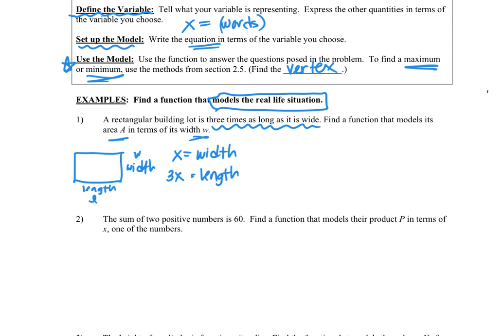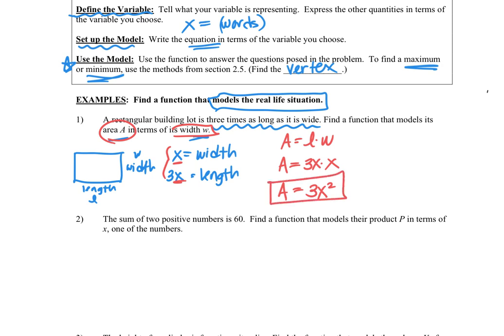But my whole idea here is about the area. And the area of a rectangle is, generally speaking, length times width. Well, I only want it in terms of w, so that's what I wrote here. My width is x and my length is 3x. So area is equal to 3x times x, which I could simplify. So I write area is equal to 3x squared. And that's all it's asking me for, so I'm finished.